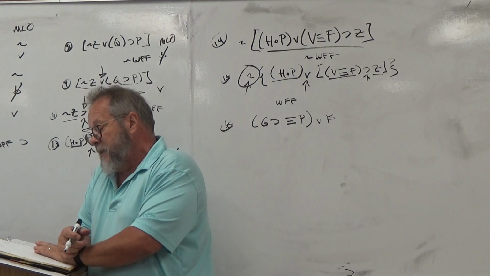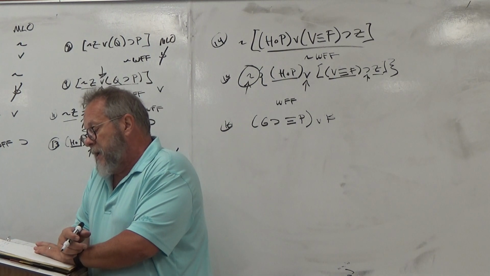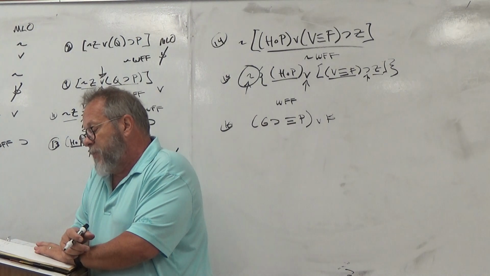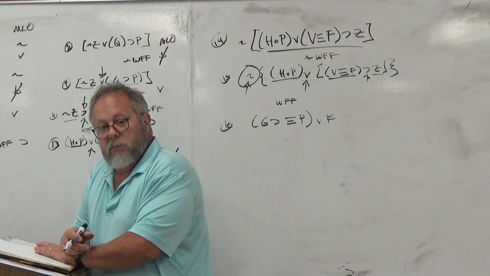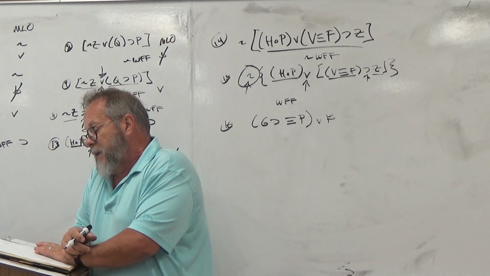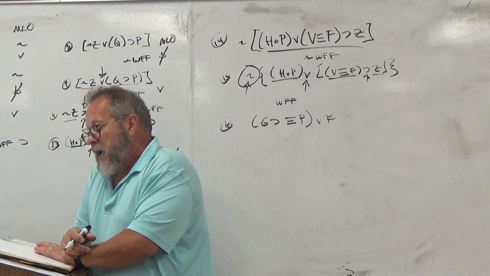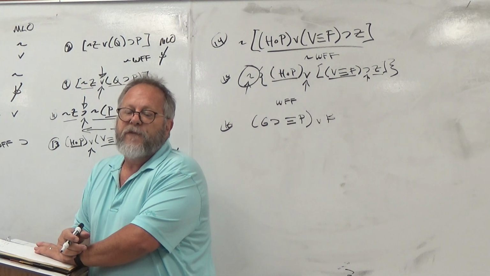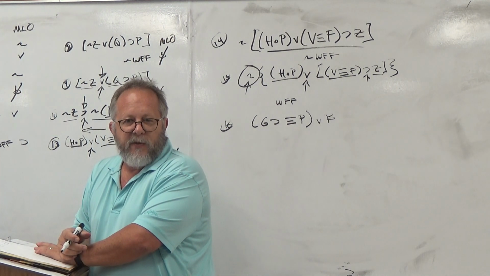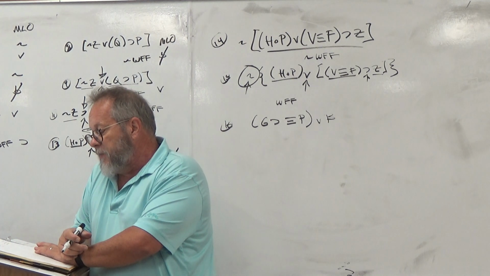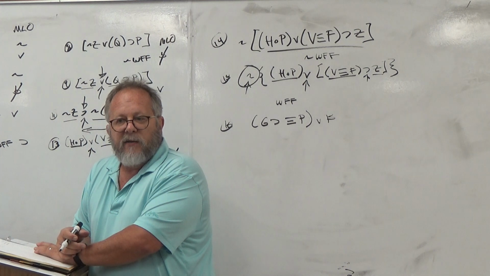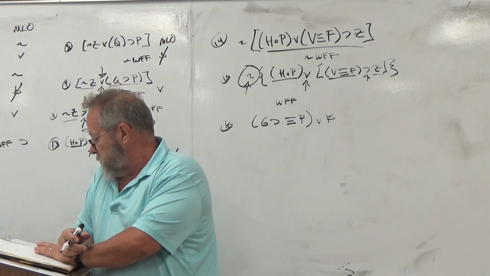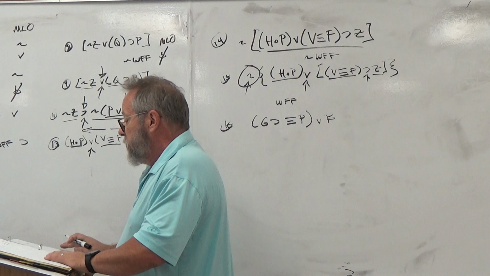19 is a well-formed formula. The main logical operator would be the OR. On 19, it would be the OR. On 20, the main logical operator would be the first negation. Does everybody understand that? Because on 20, you have to do everything inside the brackets and then negate that result. Okay. All right.